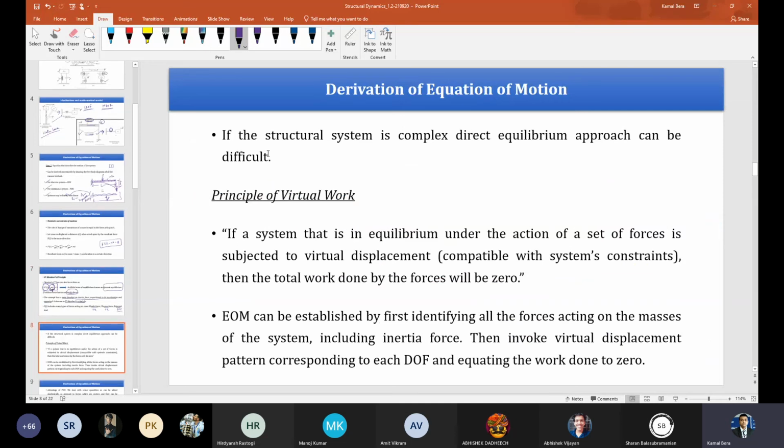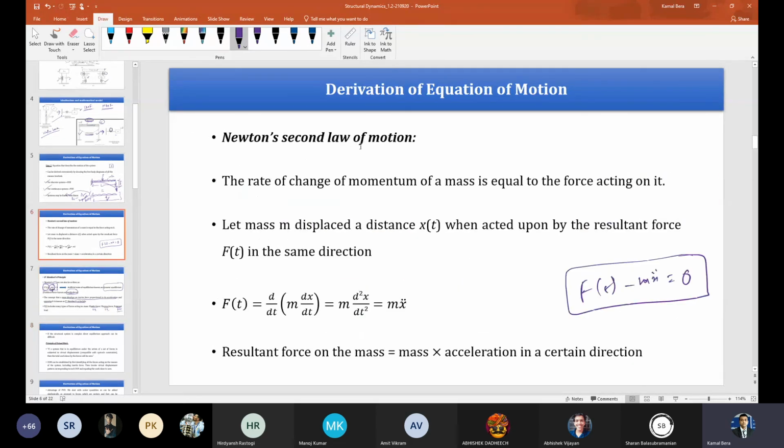Now, if the structural system is more complex, the direct equilibrium approach can be difficult. Although we are not going to use much of the other two approaches, we will mostly consider Newton's second law of motion to derive the equation of motion, which is convenient for a simple system. But if the system is highly complicated, it is very difficult to obtain the equation of motion using Newton's law or even with D'Alembert's principle.